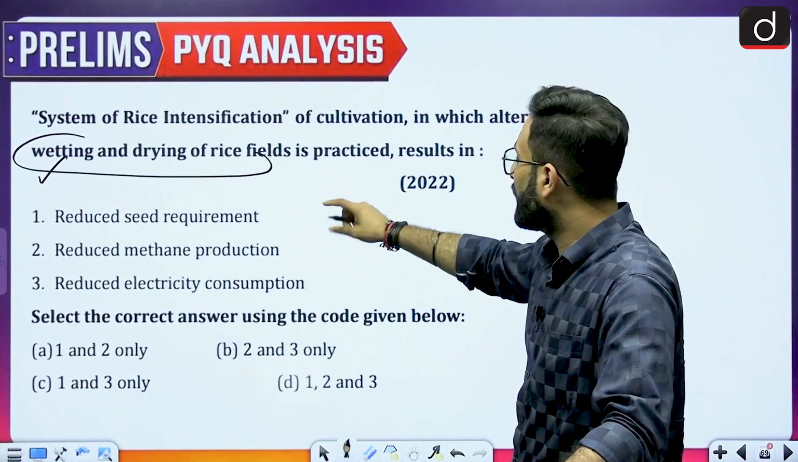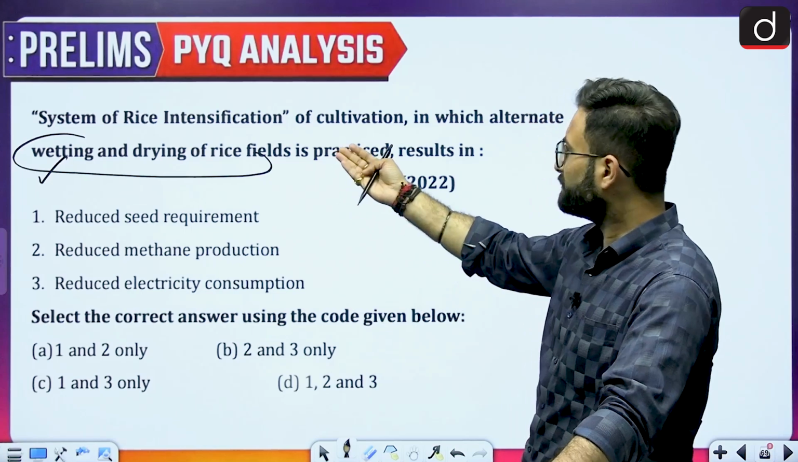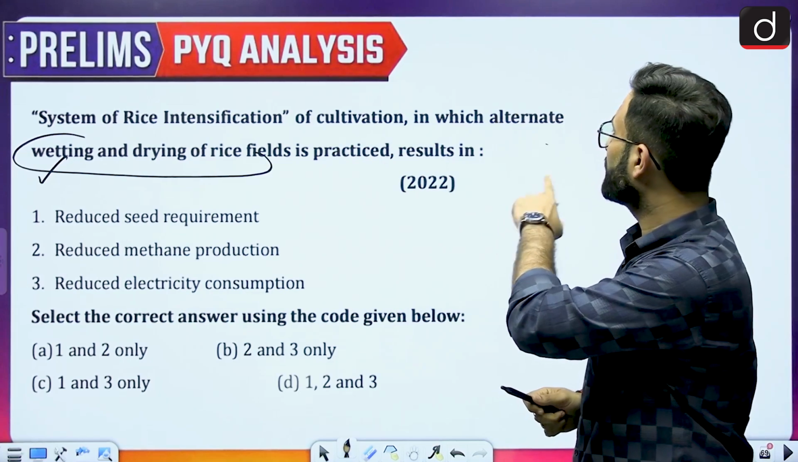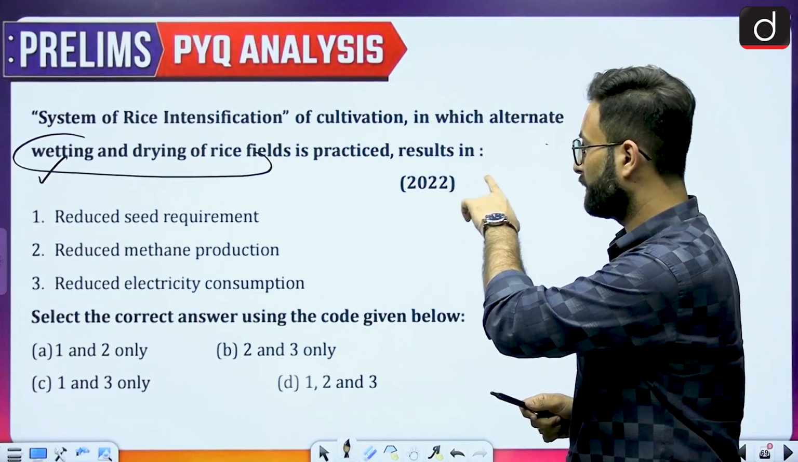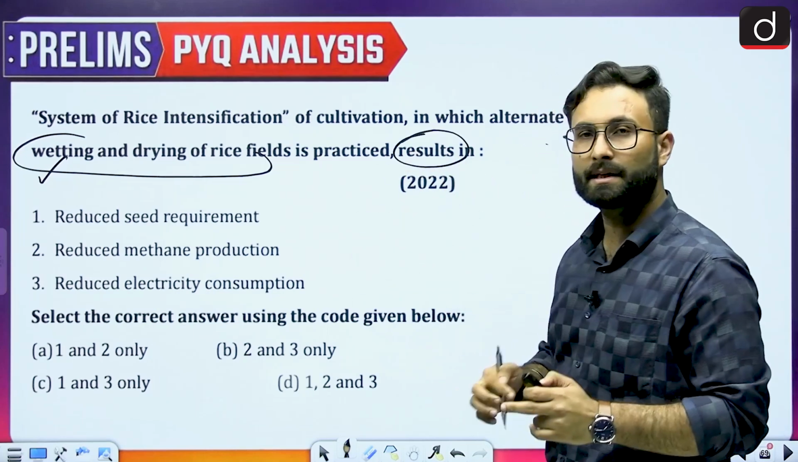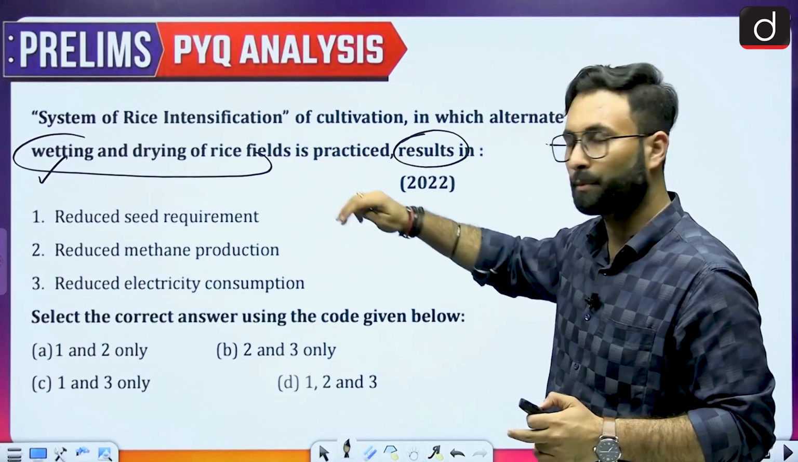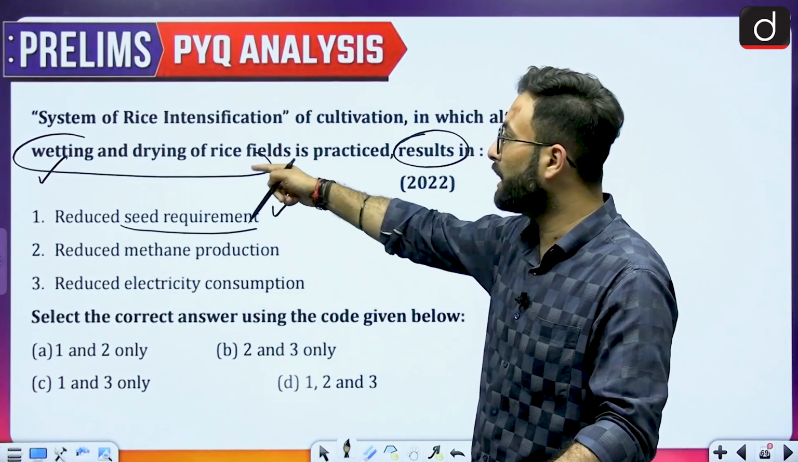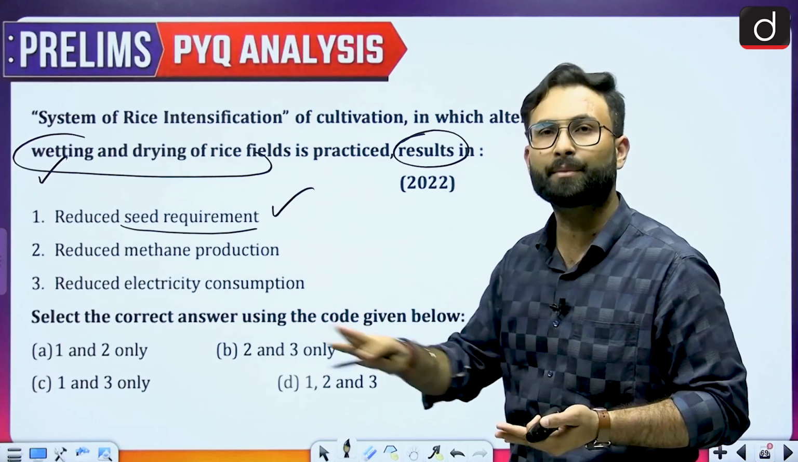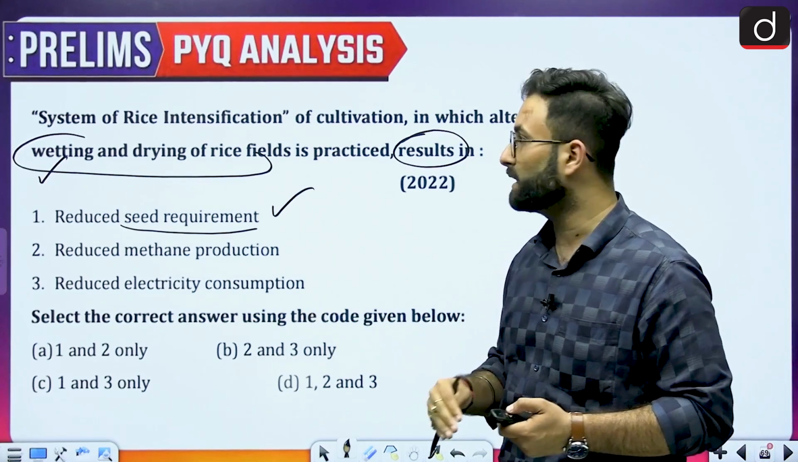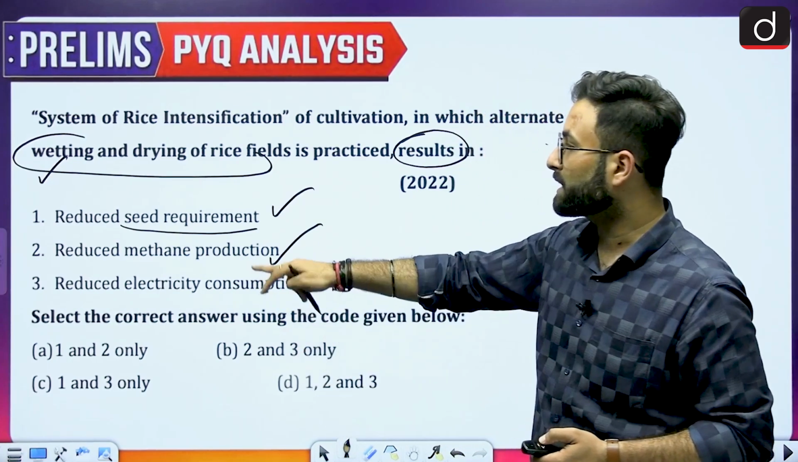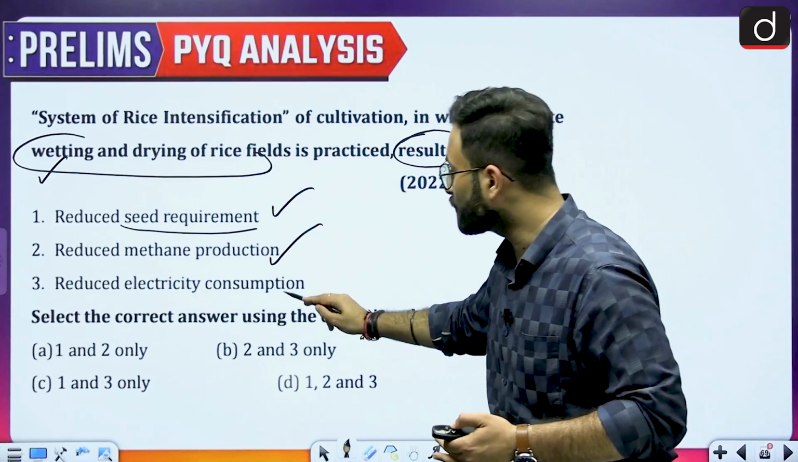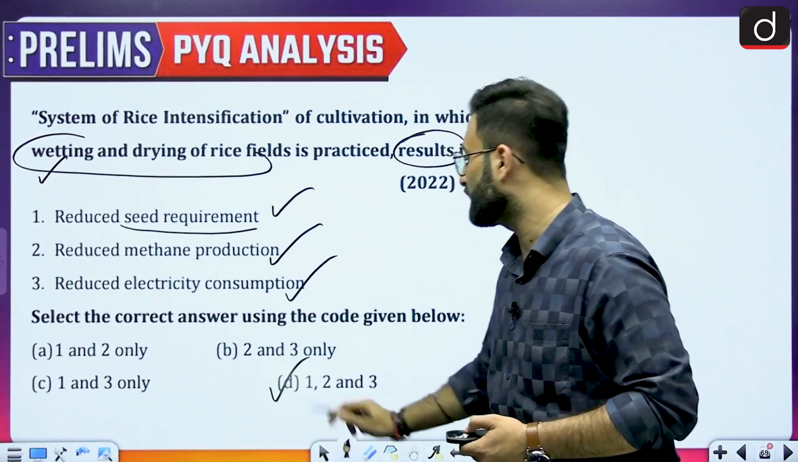Now they are asking which result follows from this practice. System of Rice Intensification, in which alternative wetting and drying of the rice fields is practiced, results in. So basically they are asking about the result, what is the benefit of this particular practice. Reduced seed requirement, that is correct. Reduced methane production, since you are not keeping the rice field damp with water. Methane production is less over there, so that is also important. Coming to the next one, reduced electricity consumption, because obviously irrigation activities are lesser. So all of them are right answers, that is 1, 2 and 3.